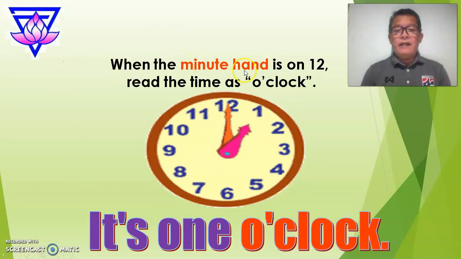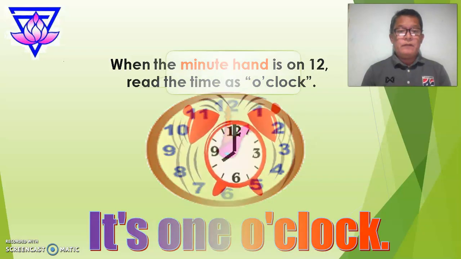When the minute hand is on 12, read the time as o'clock. Look right here at the minute hand. If the minute hand is on the 12, we call it o'clock. Plus the hour hand is on 1, so it's 1 o'clock.